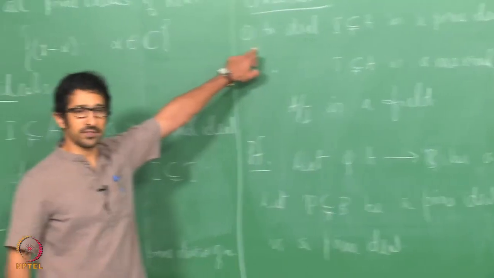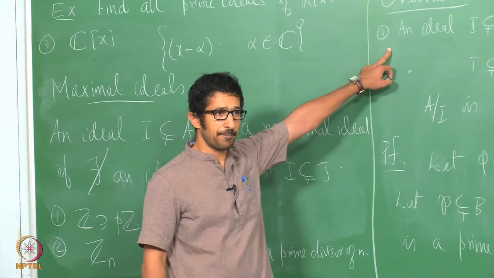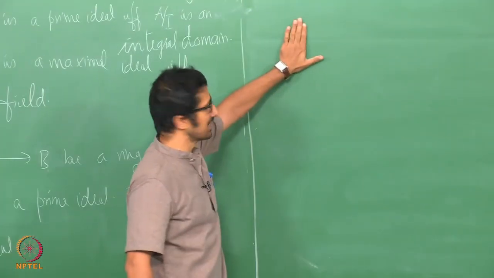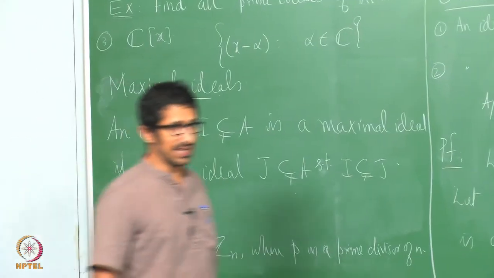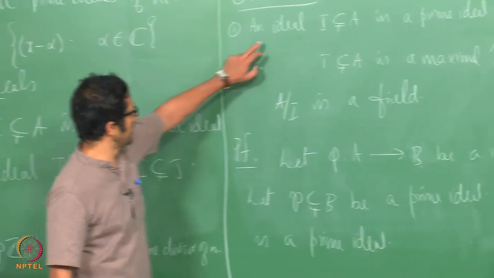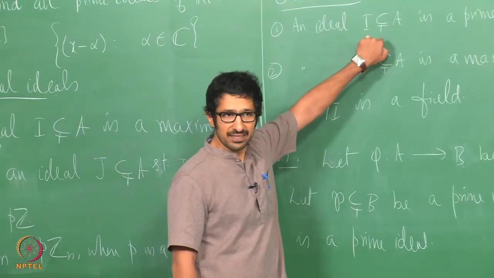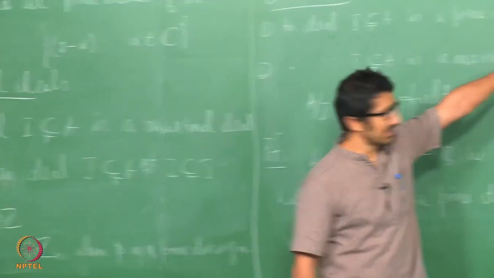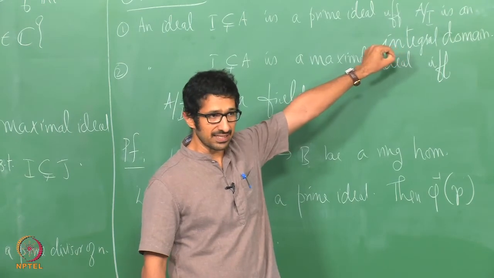Now, do you see a proof of the first part, using the observation, the note that we wrote here? 0 is a prime ideal in A if and only if A is an integral domain. Now, I start with a prime ideal I. I want to say that A mod I is an integral domain.